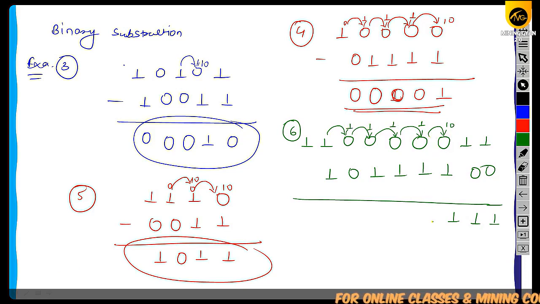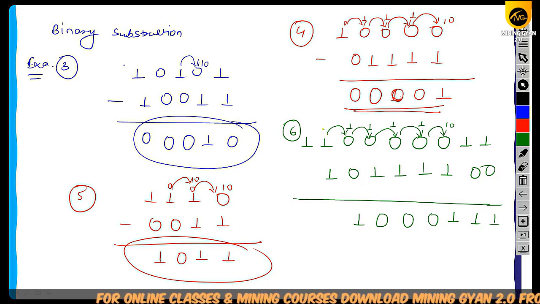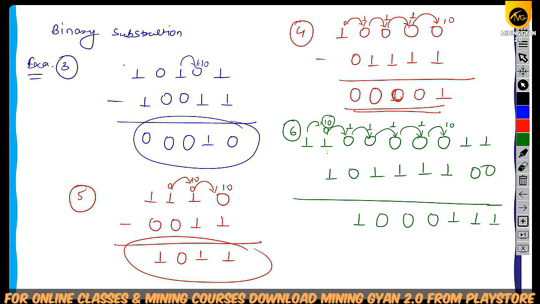So 1 minus 1 will become 0, 1 minus 1, 0, 1 minus 1, 0, and 1 minus 0, it will become 1. Now this is 0, and borrowing from this, then it will become 10. So 10 minus 1, it will become 1, and this is already 0. So the answer will be 0 1 1 0 0 0 1 1 1 is the final answer. So this is the basic of the binary subtraction.